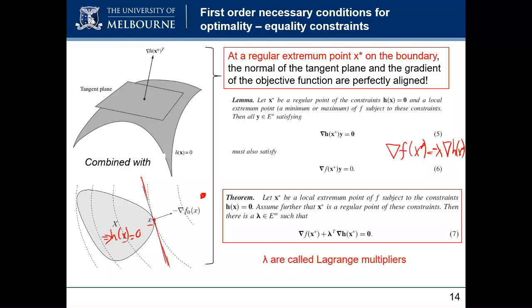These are vectors, so if they are aligned, and you do this for each dimension, then you have a lambda for each dimension, so you end up with an equation like this. So these constraints, the connection between the two, are called Lagrange multipliers.